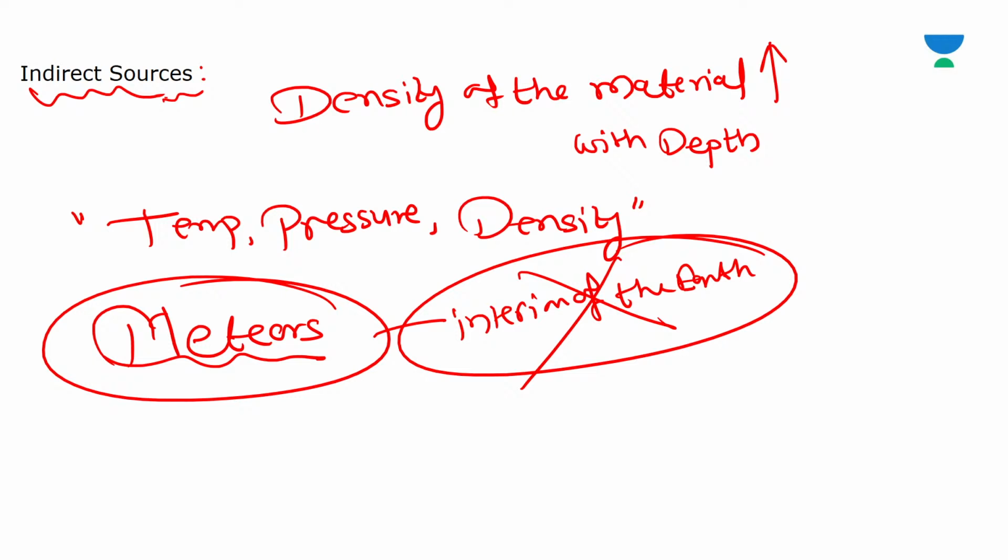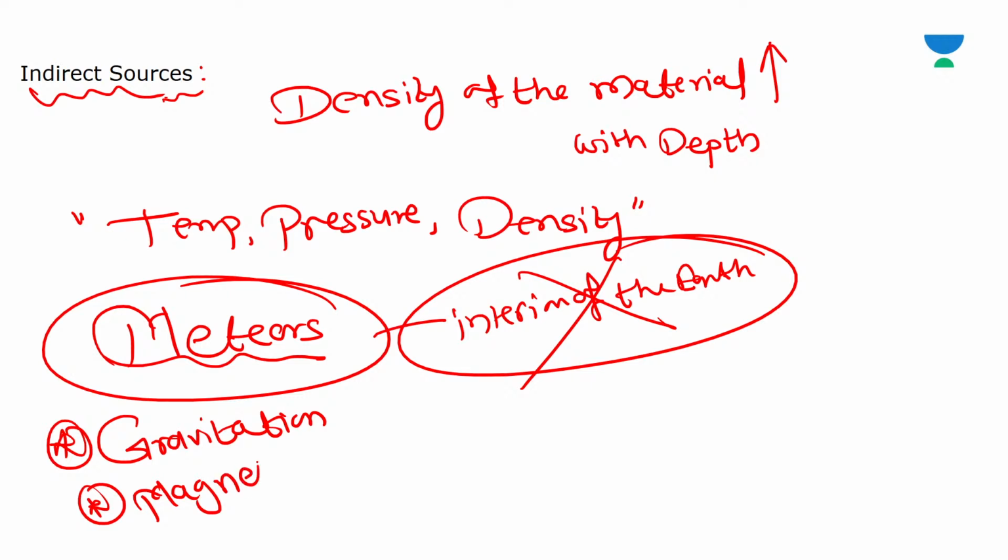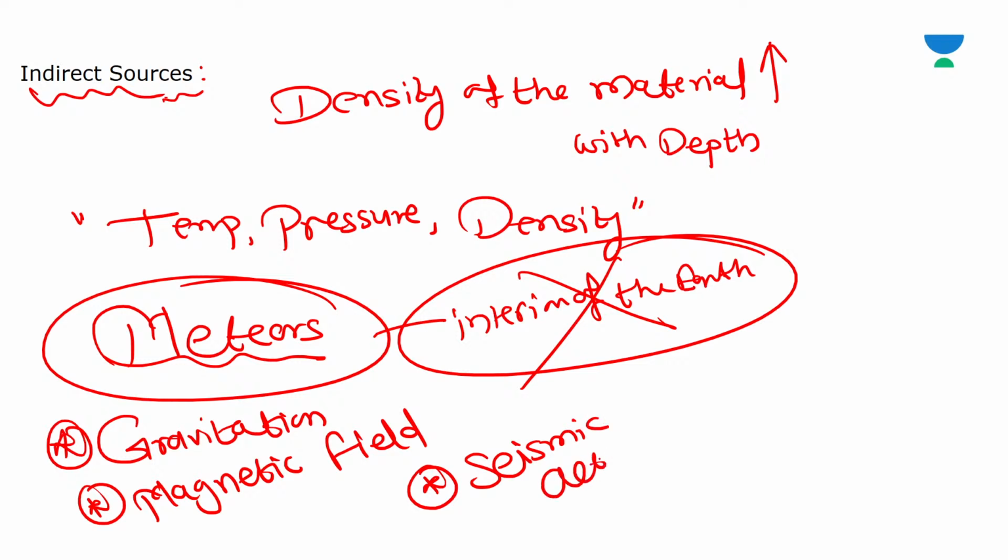Now, friends, the other indirect sources include gravitation, magnetic field, and seismic activity.